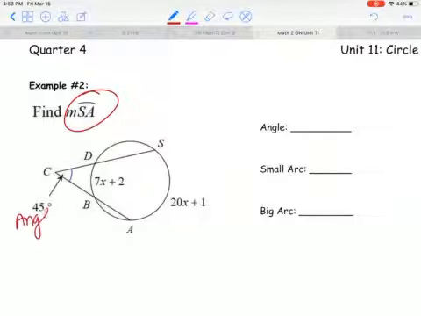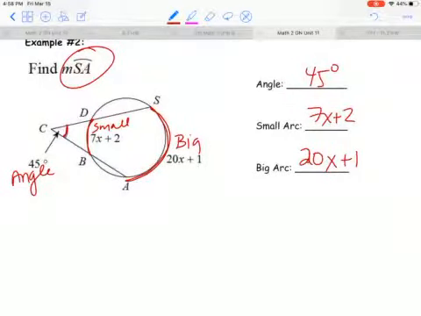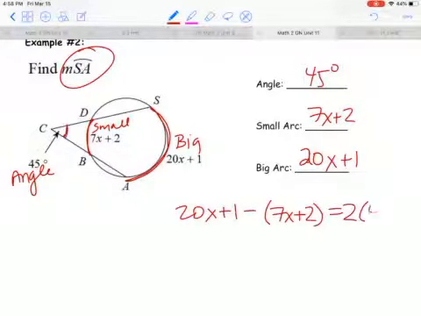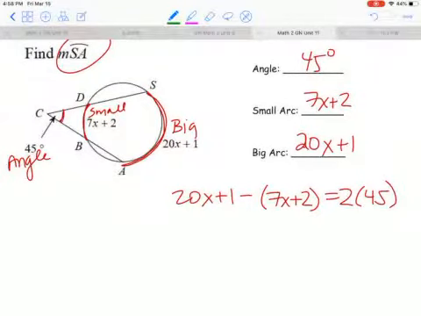Okay, you should have gotten your angle, your small arc, and your big arc. And if you notice, the big arc is almost always the farthest away from your angle. But make sure you still check the size before you actually assume it. So I'm going to fill these in. Okay, and then in your equation, we're going to have our big arc minus our small arc equal 2 times our angle. Now the key thing here is distributing. Go ahead and try solving for this. Push pause, and then check your answer by pushing play.